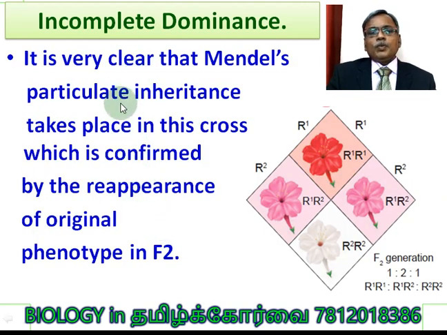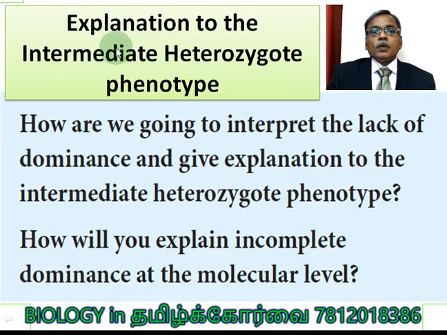It is very clear that Mendel's particulate inheritance has taken place in this cross. So the law of segregation is taking place, but the law of dominance is not obeyed. That is the reason the pure red color flower and pure white color flower are produced, and 50%, that is the heterozygous genotype, produce pink color flowers. So it is clear that Mendel's particulate inheritance has taken place in this cross, which is confirmed by the reappearance of the original phenotype in F2. Here is the explanation for the intermediate heterozygote phenotype.